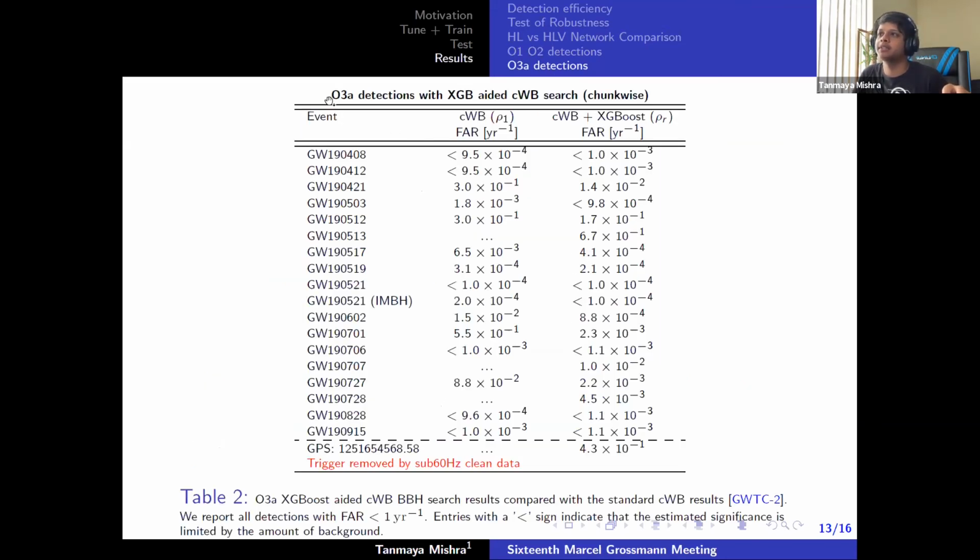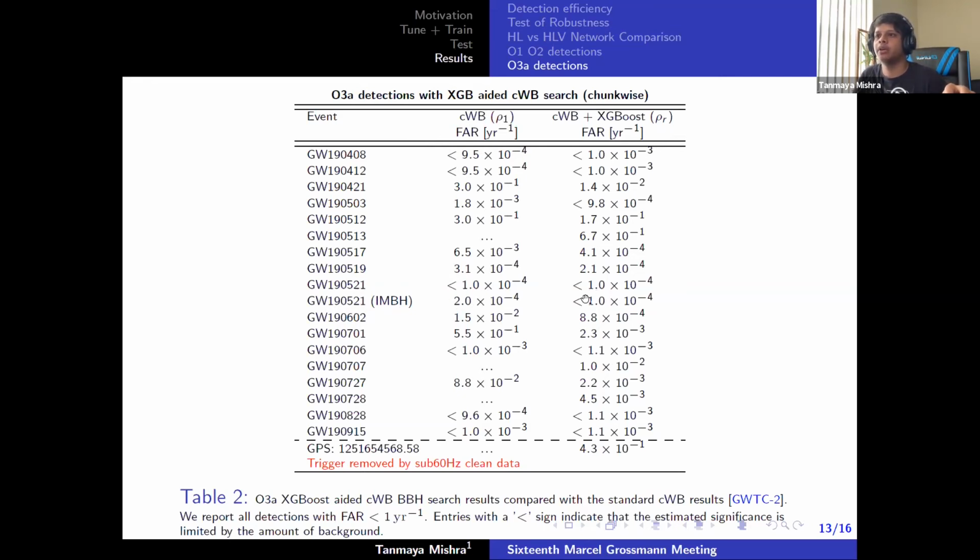We do the same exercise with the first half of the third observing run, O3A detections. The standard search detected 15 events in O3A, but with the machine learning aided search, we now recover 17 events. We have recovered 3 extra events that are present in GWTC-2, but were missed by the CWB search previously. Again, we noticed that using machine learning, we have improved the significance for each of these events. One event, for example, is the IMBH event. It had a significance of 1 in 4,900 years, as Costa pointed out.